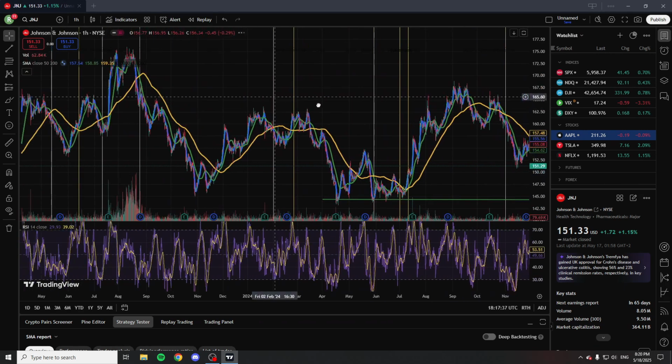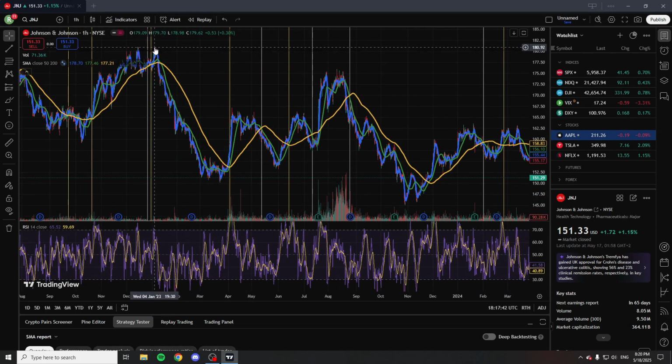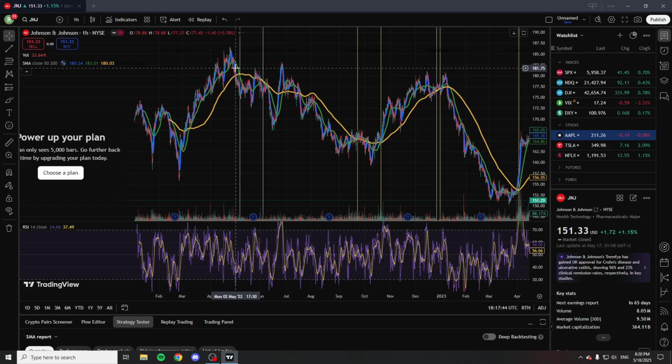Now, if you take a look at the graph in a wider spectrum here, as you can see, it has been trading a lot higher, all the way up in 180, and we can go all the way back here to 2022. And it was, as you can see, up in 180. So of course, very, very interesting that it has been trading that high.